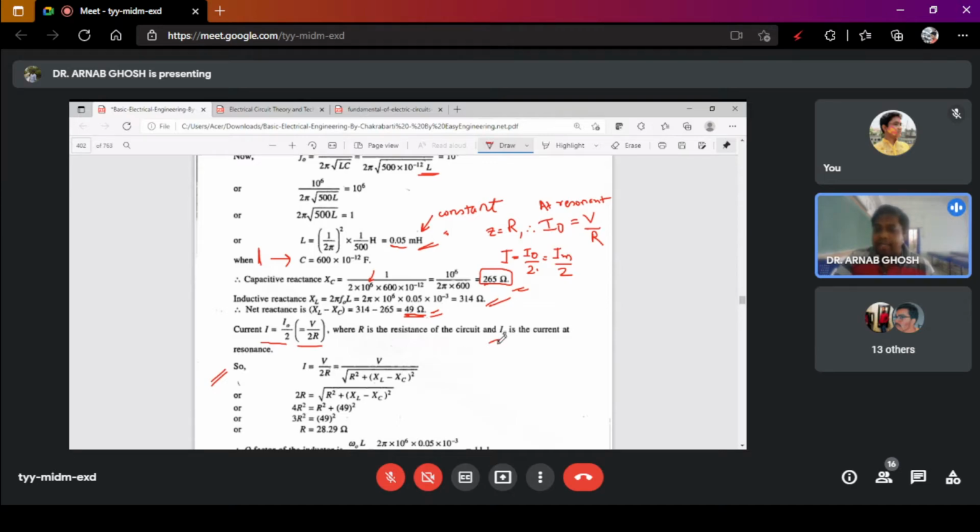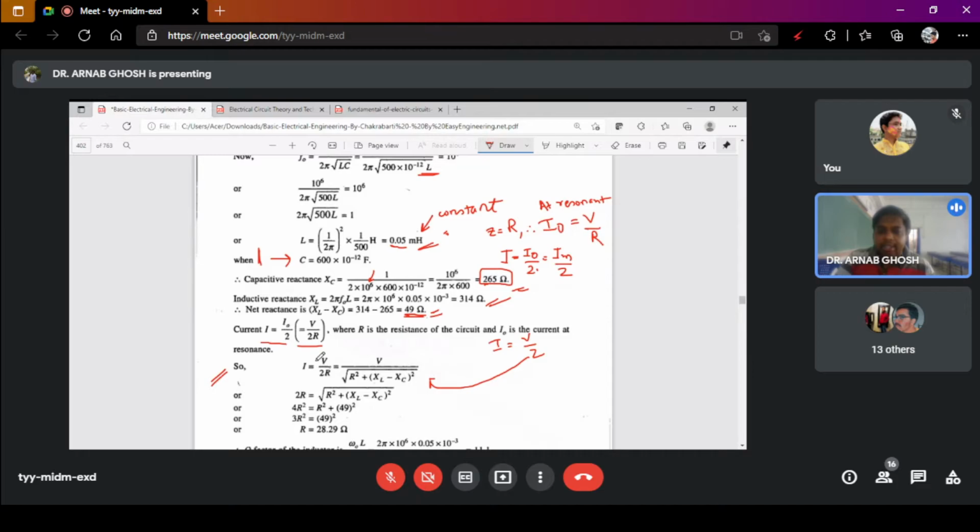Again, I is also equal to V by Z. So what is Z? Z is this expression: root over R square plus XL minus XC whole square. So what is your equation becoming from the given problem? You know I is equal to V by 2R, and again, I is equal to V by Z. That is V by root over R square plus XL minus XC whole square.